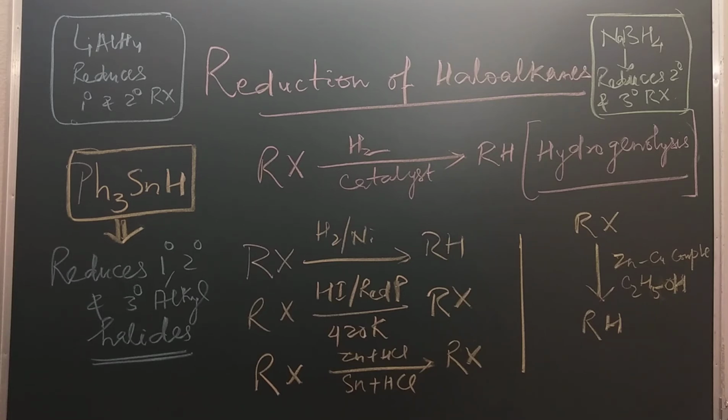Let me revise everything. Reduction of haloalkanes results in the formation of alkane. The different reagents that we take are hydrogen nickel, HI red phosphorus, zinc HCl or tin HCl. We can take zinc copper couple in ethanol. These are the reducing agents which convert haloalkane to alkane. Some important reagents: sodium borohydride reduces only 2 degree and 3 degree alkyl halide. Lithium aluminum hydride reduces only 1 degree and 2 degree alkyl halide, whereas triphenyl tin hydride reduces all three types of alkyl halide: 1 degree, 2 degree, 3 degree.